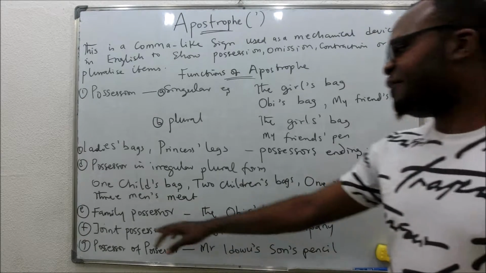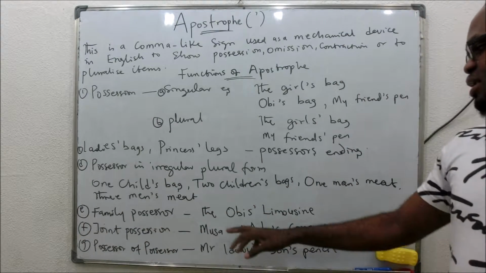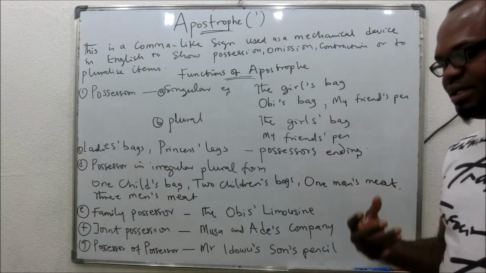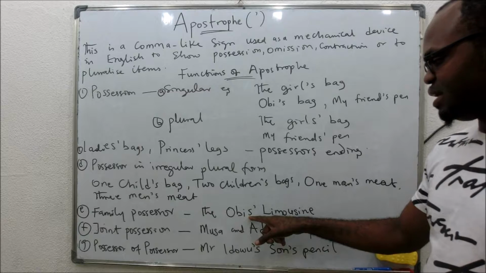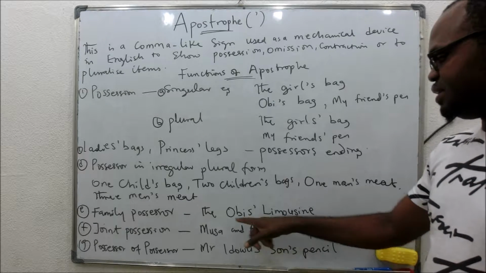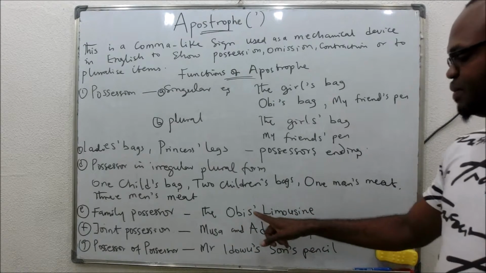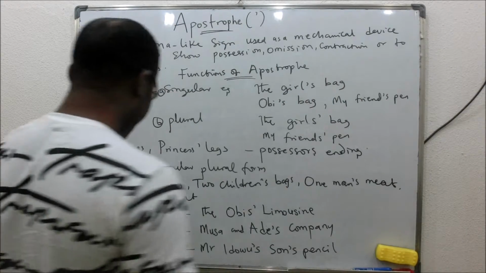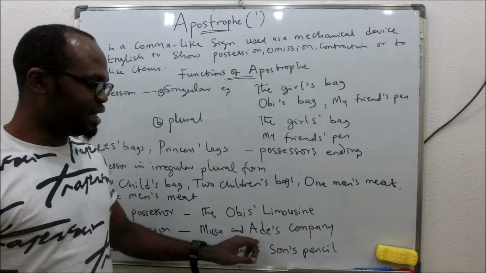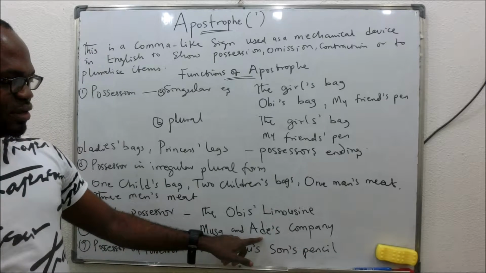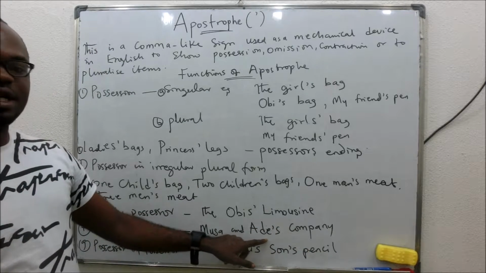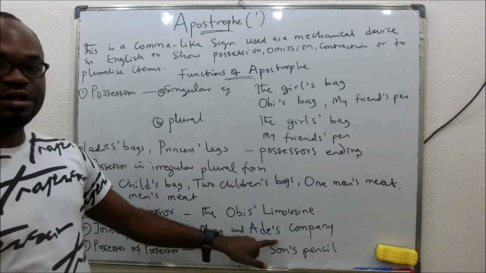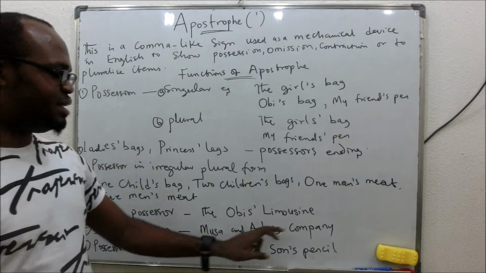Now, when you have family possessor like the Obis' house, the family of the Obis, their house, this is how you get around this. The Obis' limousine. The apostrophe has to come after the S. Now, if you have joint possession like Musa and Ade's company, this is how you go about it. It has to be written as normal possession for singular, for the second noun: Musa and Ade's company.